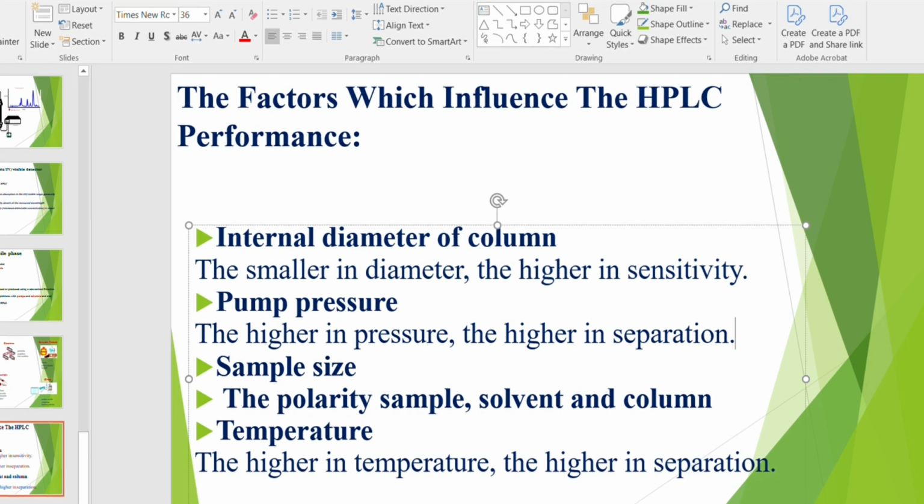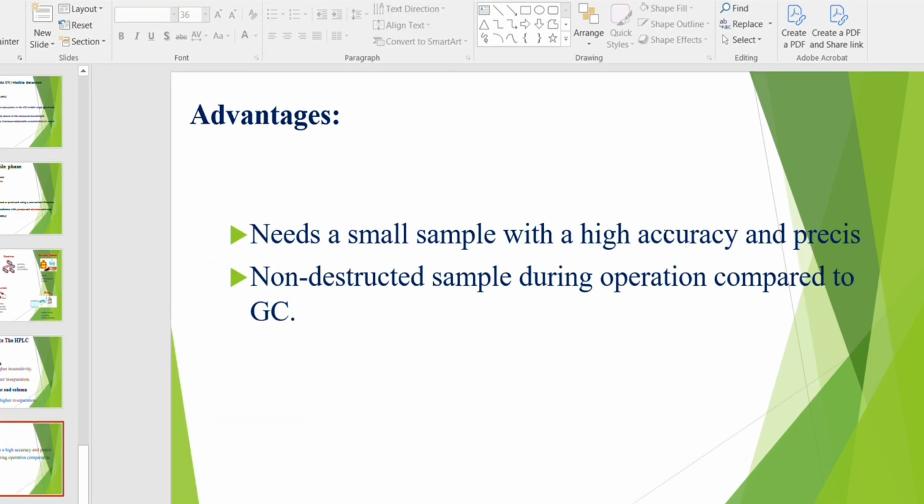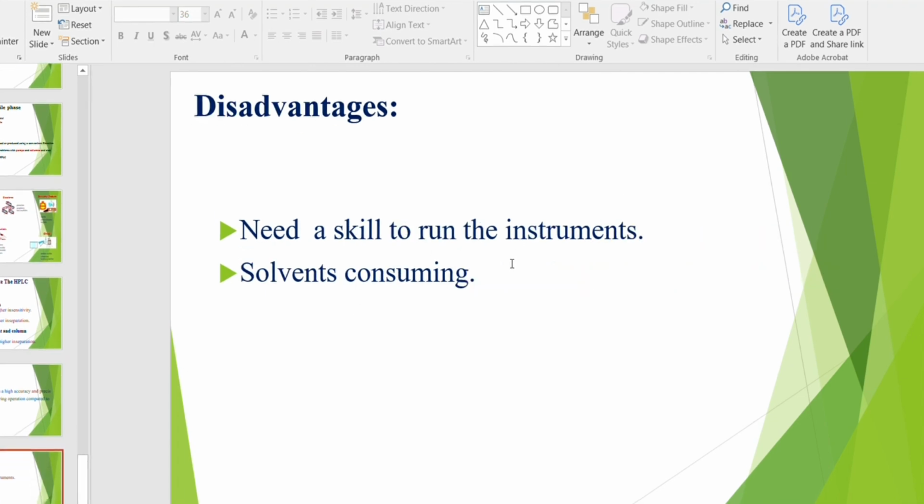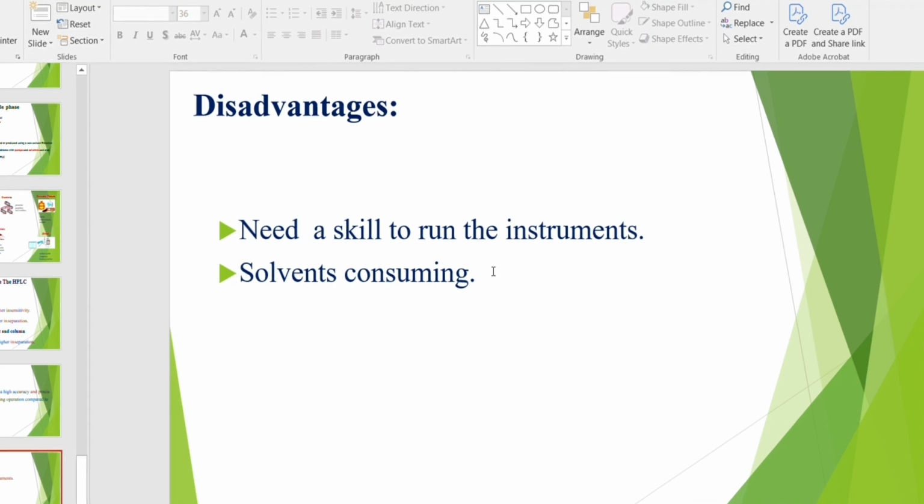Okay. The advantages are that it needs a small sample with high accuracy and precision, and the sample is non-destructive during operation compared to GC. The disadvantages are the skill required, and it consumes a lot of solvents. So this was all about the HPLC explanation. Also, we have different kinds of HPLC: normal phase, reverse phase, size exclusion, and ion exchange. So usually these are the different types of HPLC.